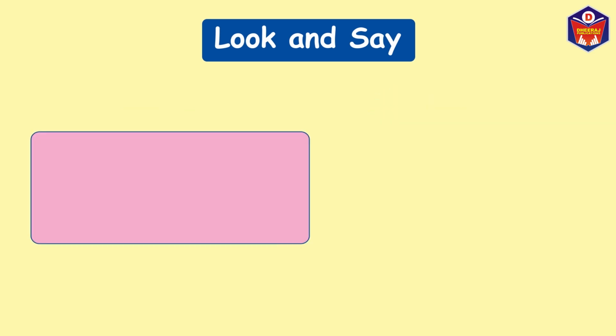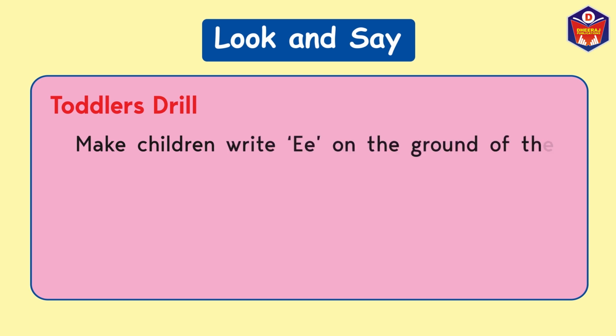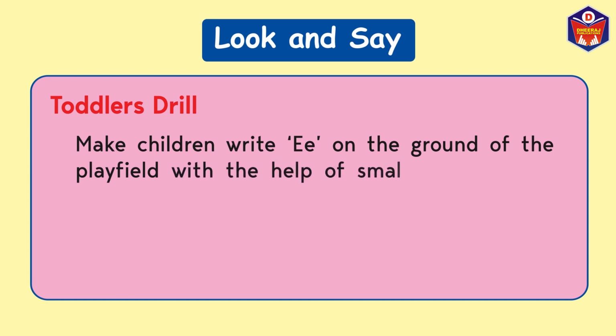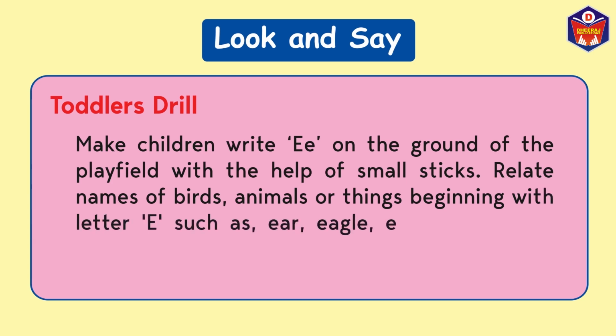Envelope. Toddler's Drill. Make children write E on the ground of play field with the help of small sticks. Relate names of birds, animals, or things beginning with letter E, such as ear, eagle, engine, envelope, etc.